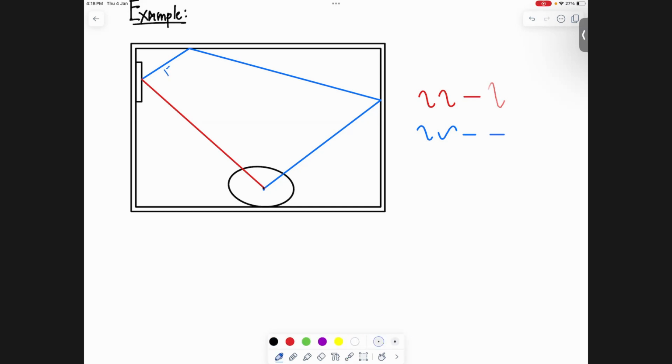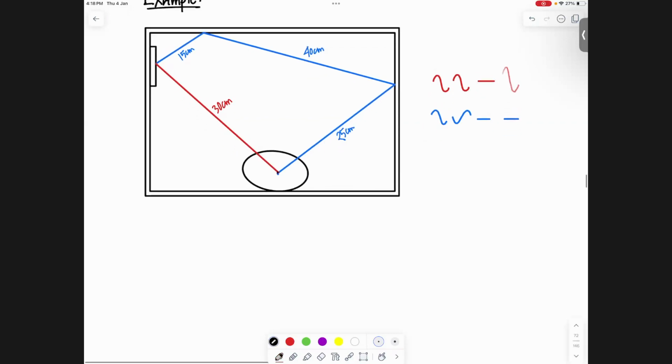So this is a 15 centimeter travel course, a 40 centimeter travel course, a 25 centimeter travel course, and a 30 centimeter travel course. That's the path taken by the wave. And the very vital piece of information provided was that the microwave has a wavelength of 0.8 centimeter. Okay, that is the wavelength of the microwave.